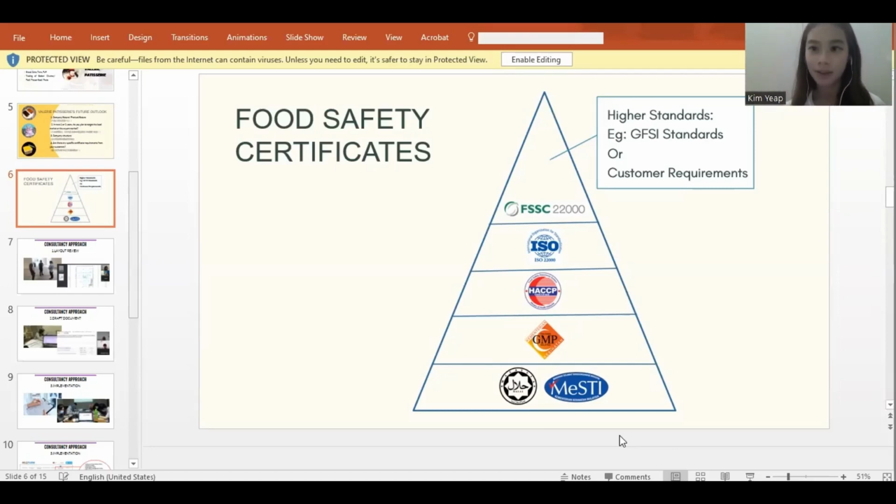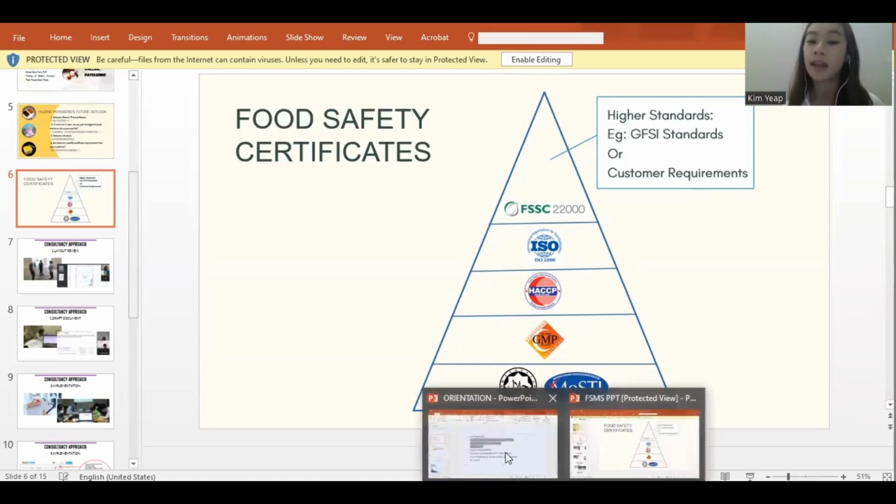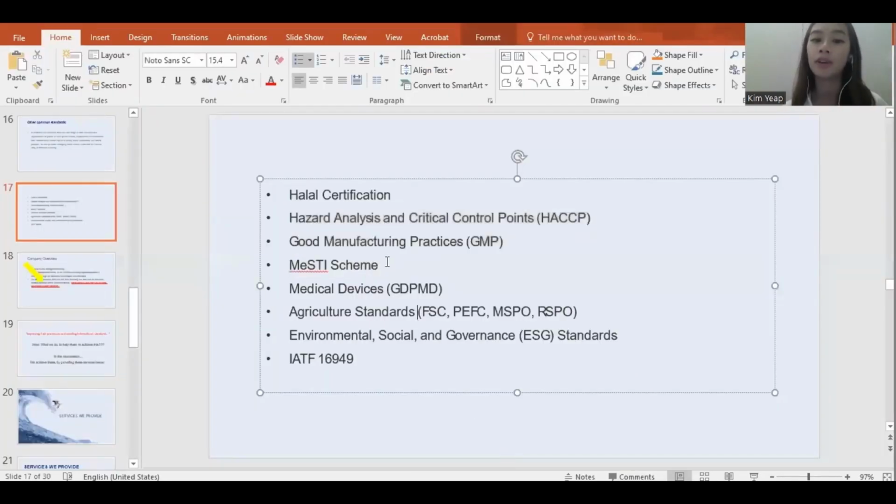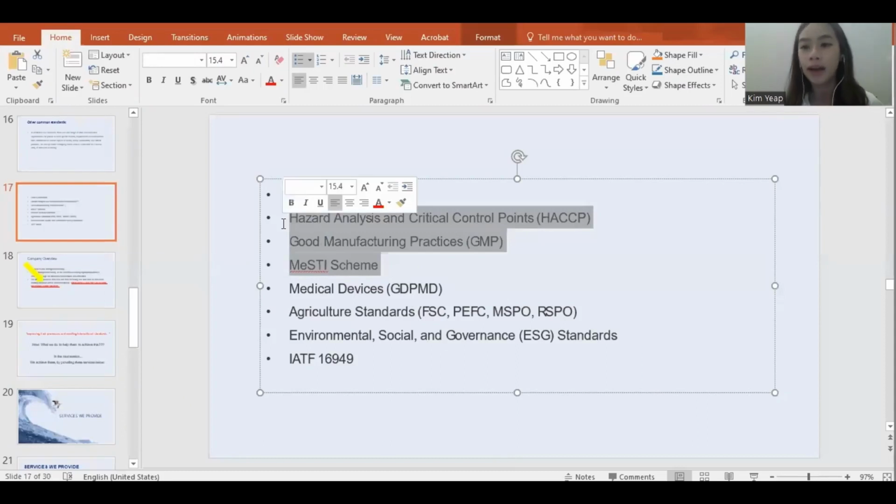That's the reason why I wanted to explain it at one go: this all falls under food safety standards, but they do have a lot of differences between each other. The most obvious concept I want you to understand is the level of the requirements.